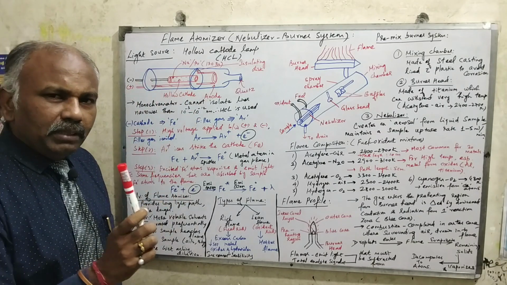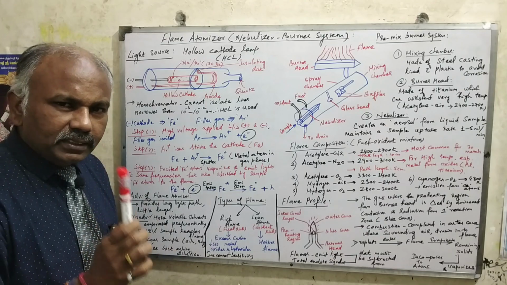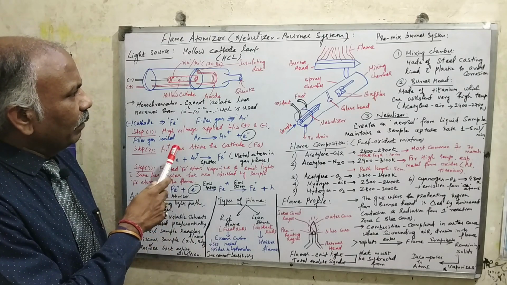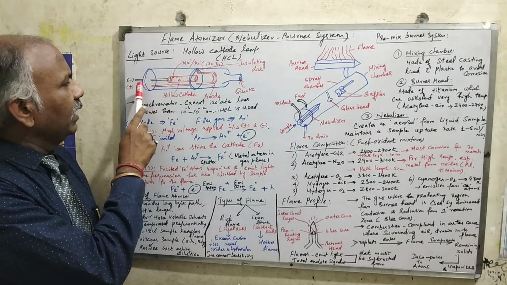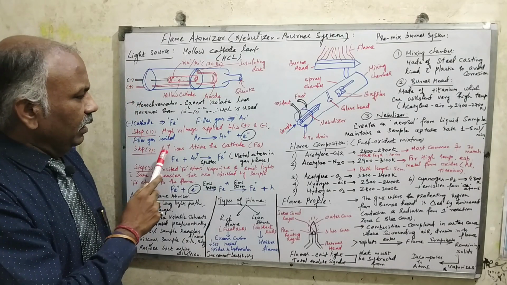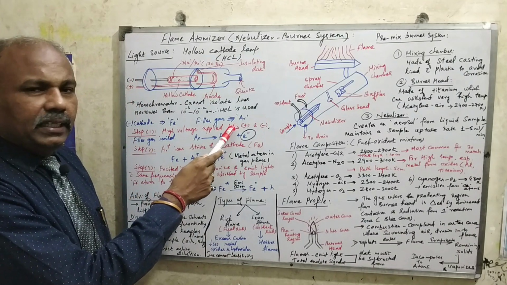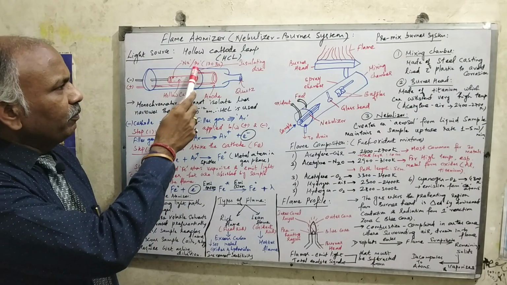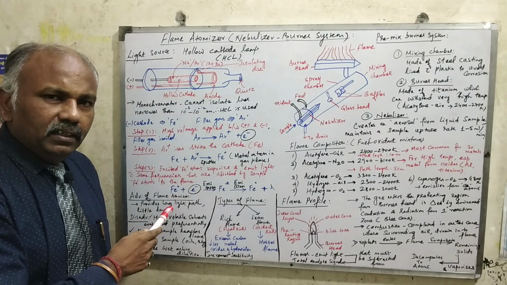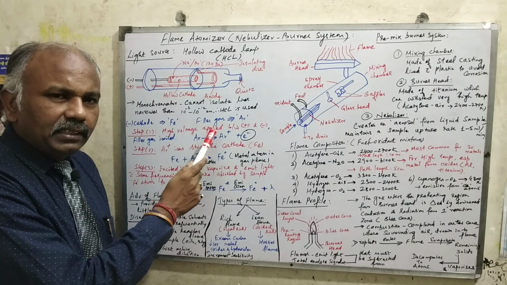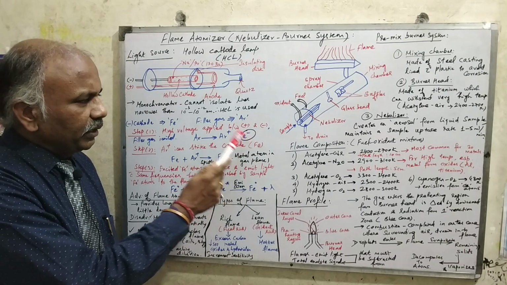There are three steps in the working of this hollow cathode lamp. In the first step, what will happen? I apply a potential between the positive and the negative terminal. When I apply the voltage between these two terminals, the filler gas will get ionized. The filler gas is argon, which will be ionized into argon ions and electrons.